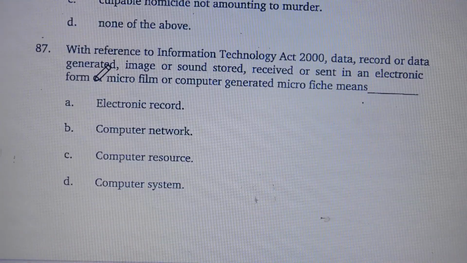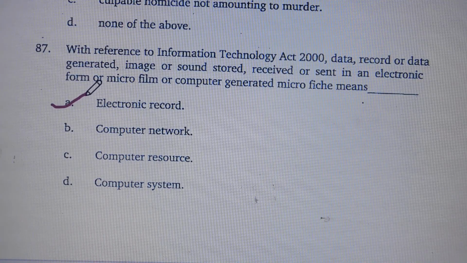Question number 87. With reference to Information Technology Act 2000, data record or data generated, image or sound stored, received or sent in an electronic form or microfilm or computer generated microfiche means dash. Answer is option number A, electronic record.